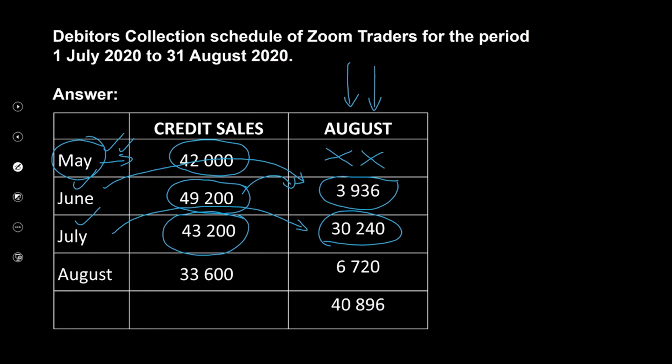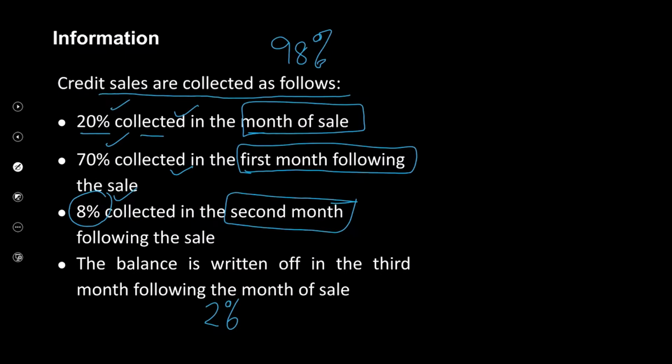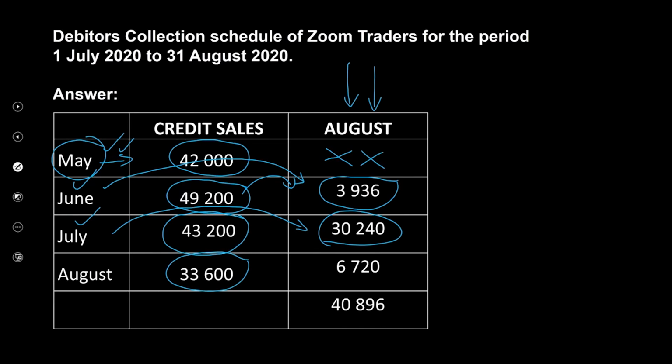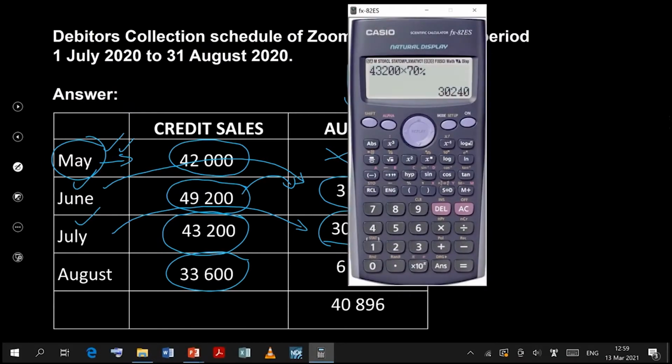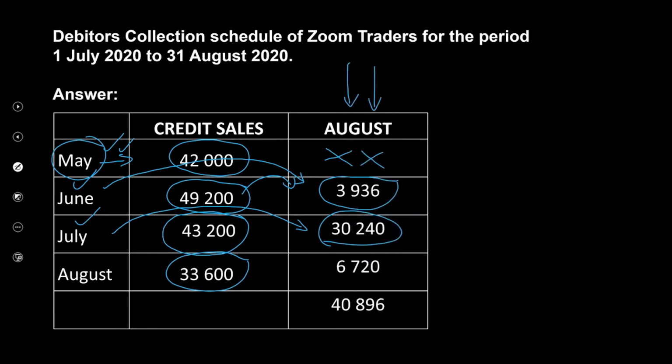August, my credit sale was 33,600. So immediately I go back to my provisos. What was it? 20% in the month of sale. Therefore, let's take our 33,600 times, in the month of sale, 20%. Therefore, looking at my calculation, 6,720. And here we go, August, it will impact in August, and the amount is 6,720.